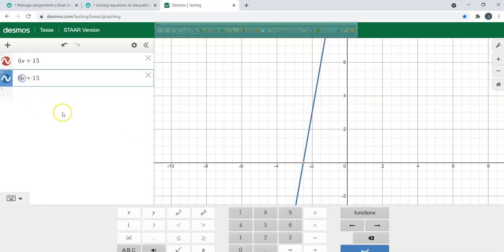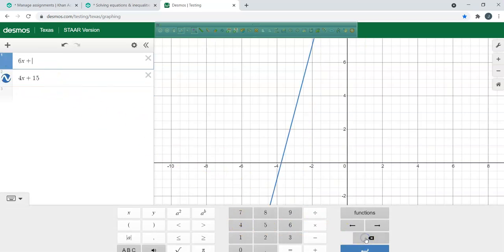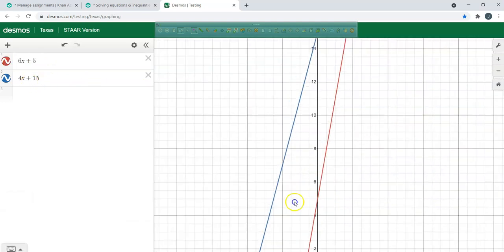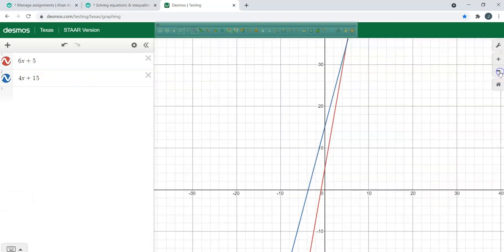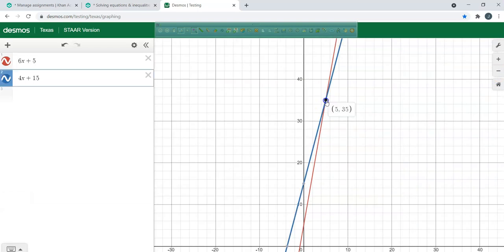So how do you know if there's only one solution? If the number in front of the x is different between the two lines, then guess what? You'll be able to see where the solution is. Check this out. I have 6x plus 5 and 4x plus 15. If I zoom out, is there a place where you see the two lines intersect? Yeah. So what would be the answer? My answer is 5. That would be the number that you would plug in to make those equations equal to each other. So this is your first opportunity to use Desmos.